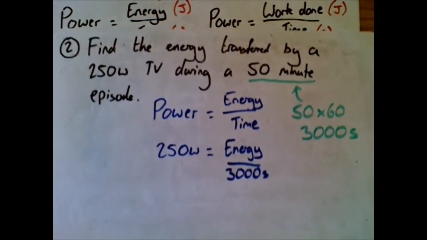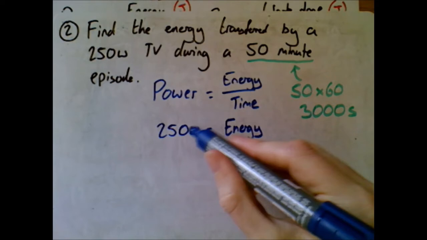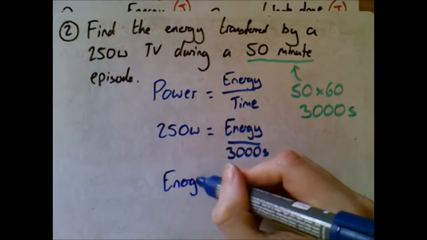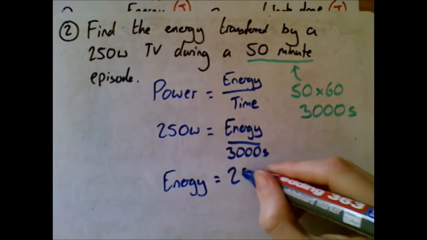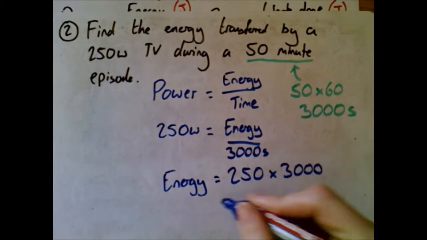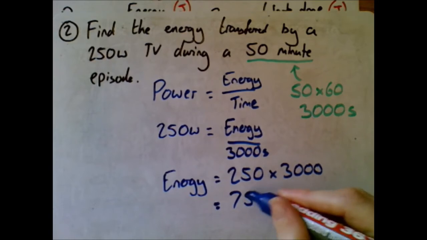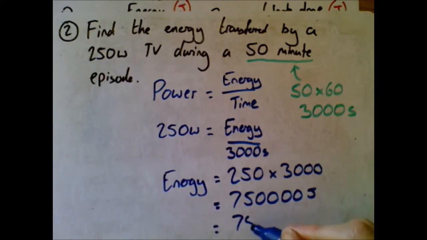Now, if we want to work out the energy, think about it, if we multiply both sides by 3,000, our energy is then going to be 250 times 3,000, and I think that gives us an answer of 750,000 joules. Or you might want to write 750 kilojoules.